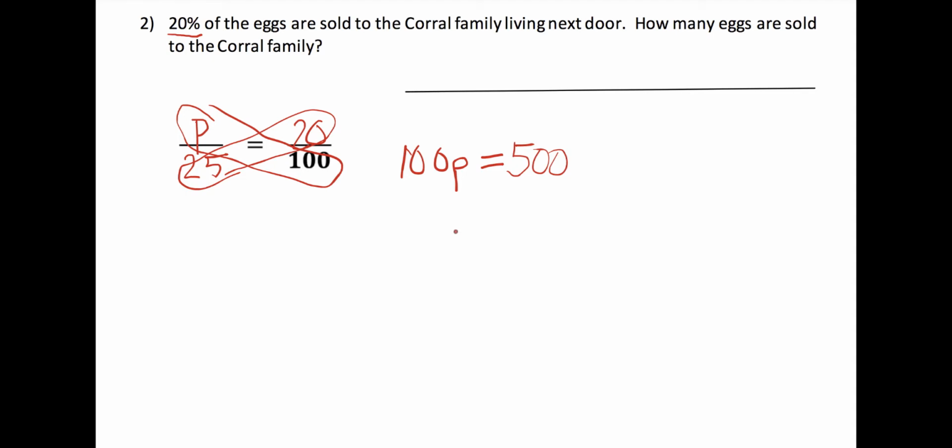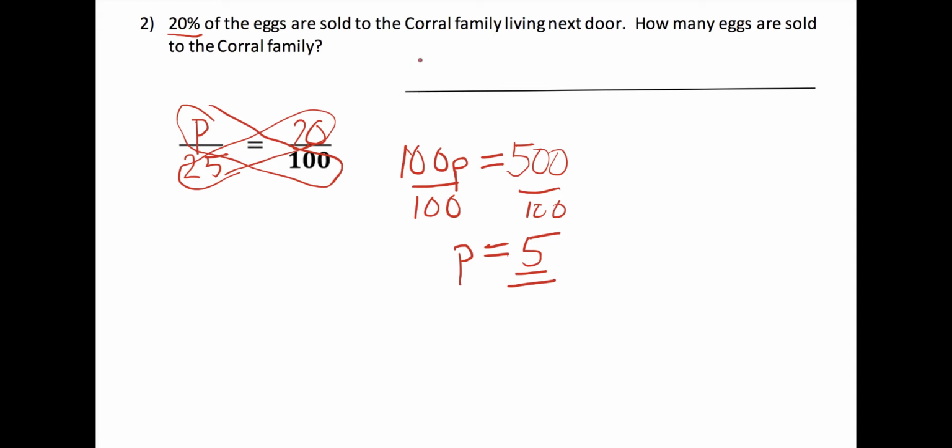And we want to isolate the p, so we've got to divide by 100 because 100 times p must be divided by 100 to get just p. That's the inverse operation. So we must do the same thing to the other side, divide 500 by 100, and we get 5. So p is equal to 5.